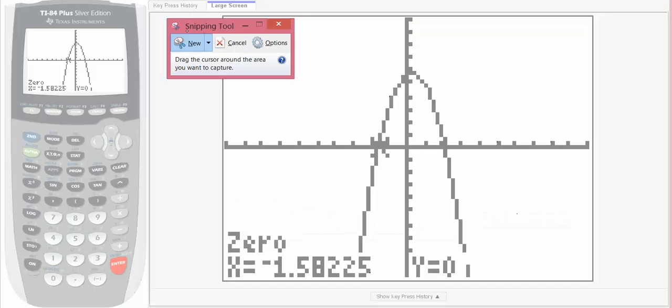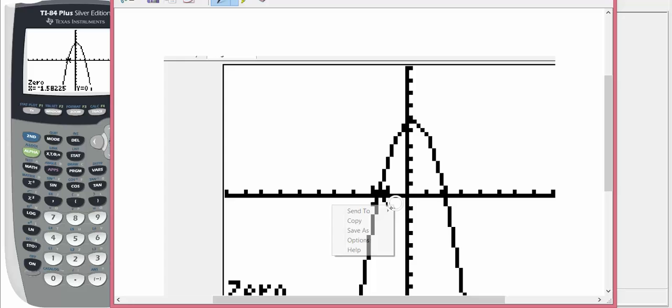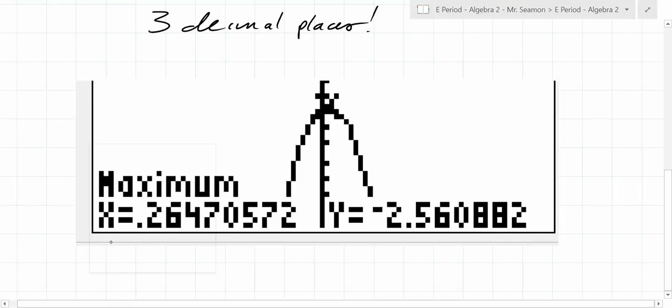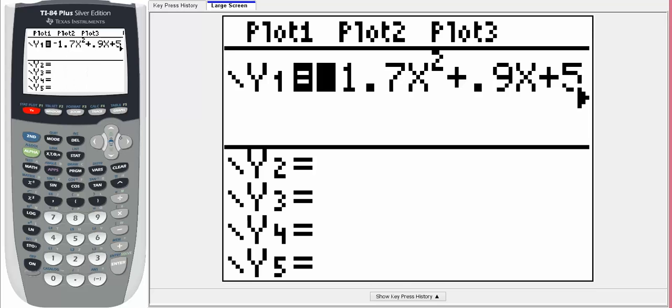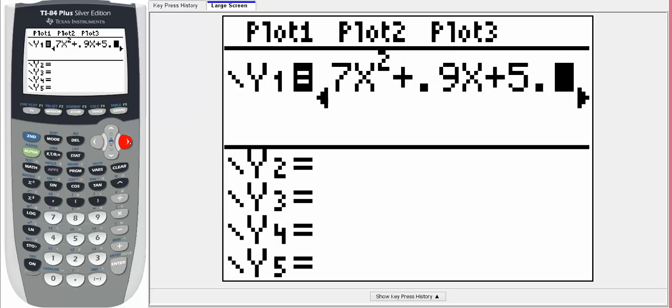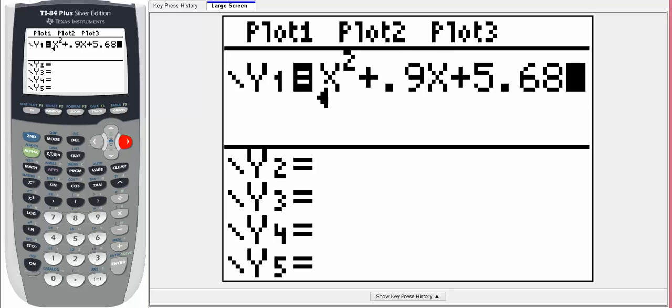I'm going to take a screenshot of this so you can duplicate the exact same thing. I want you to find the left-hand zero, and the value you need to change the y equals to is, what did we change it to? We changed it to plus 5.6, I think. No, I just changed it to 5.68. So do this, everybody. Change your function to plus 5.68, and then find me the left-hand zero, the zero on the left.